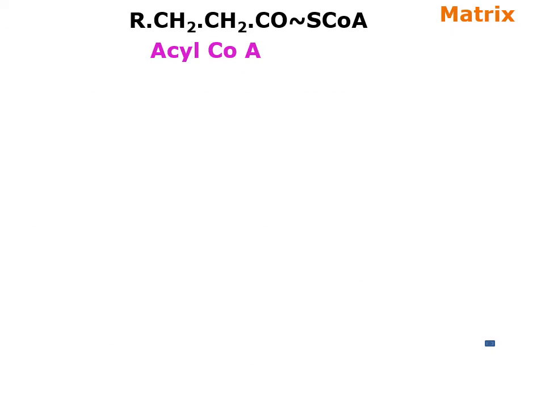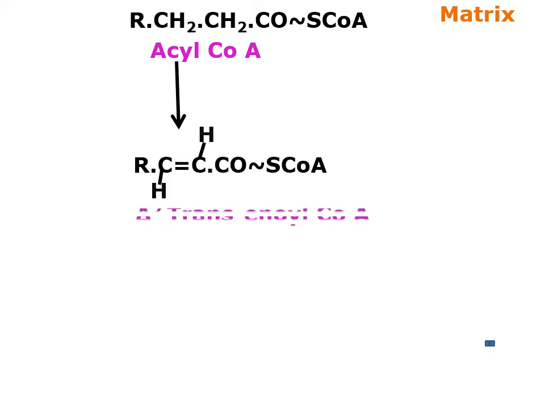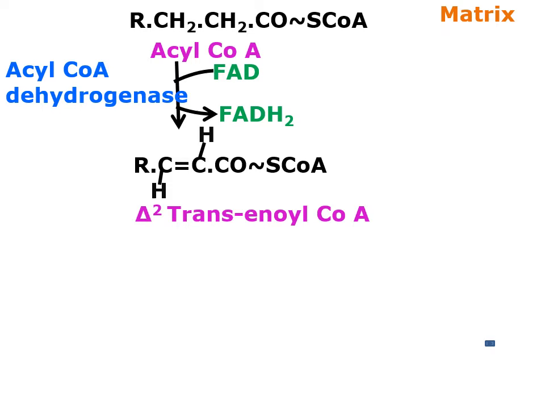Now coming to the beta oxidation proper. In the mitochondrial matrix you have what is called acyl-CoA. Now this acyl-CoA, in the presence of an enzyme called dehydrogenase. Now from the alpha and beta, so this is the alpha carbon, this is the beta carbon, the last one is the omega carbon. I told you all that.